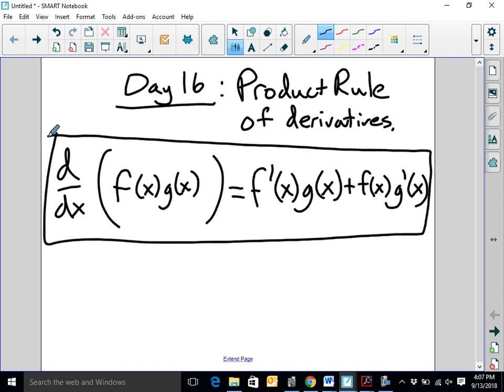So our product rule looks like this. The derivative of f of x times g of x is f prime of x times g of x plus f of x times g prime of x.